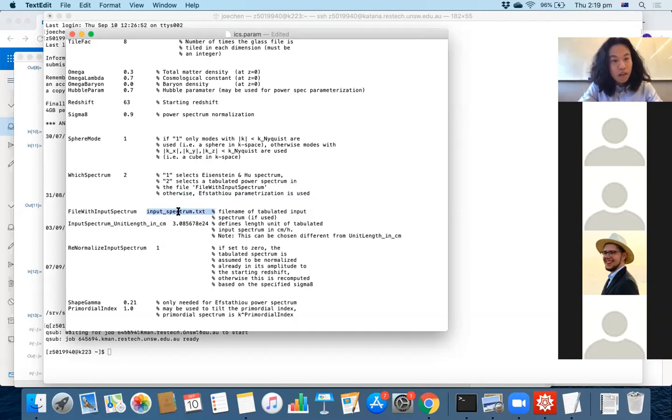And the name of the file where you stored the input power spectrum, the two columns that we made before, goes here. You can call it whatever you want. Before, I think we called it N002 ICZ49.txt.